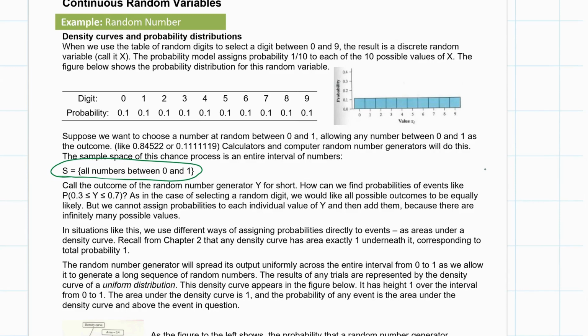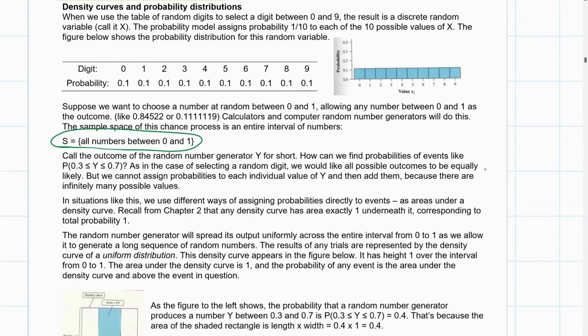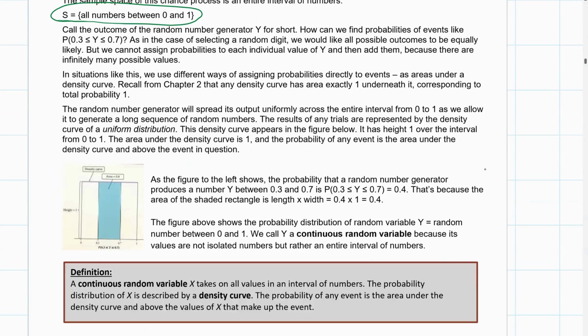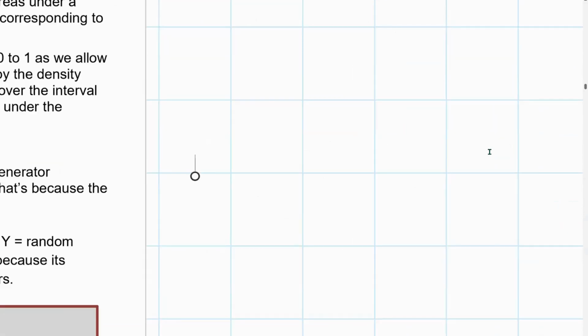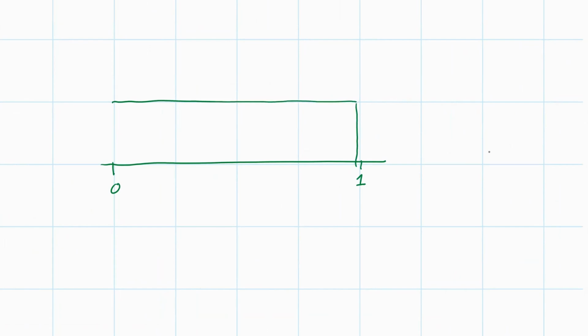And that graph is what we talked about in an earlier chapter, and it's called a density curve. Okay, so for example, let's say we had a density curve, and this drawing is kind of small. Let's say it's a uniform density curve, which means all outcomes are equally likely, and the outcomes range from 0 to 1, and all outcomes are equally likely.